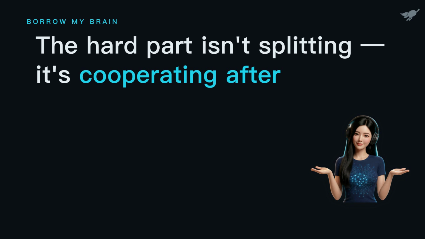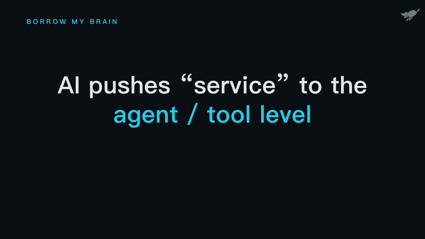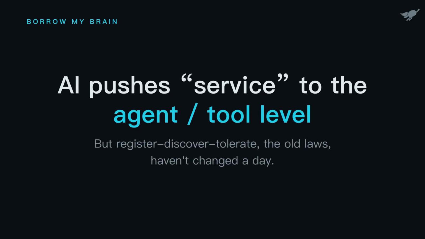Wrapping up. The one line I most want to leave you with today. The real hard part of microservices was never the splitting. Anyone can split. The hard part is, once you've split them, how do they cooperate again? Service discovery is what lets a bunch of independent services find each other loosely coupled and still withstand each other's failures. That's the glue that binds loose sand back into a single system. And AI pushes the granularity of a service all the way down to the agent and tool level, but the old laws of register, discover, tolerate faults haven't changed for a single day.